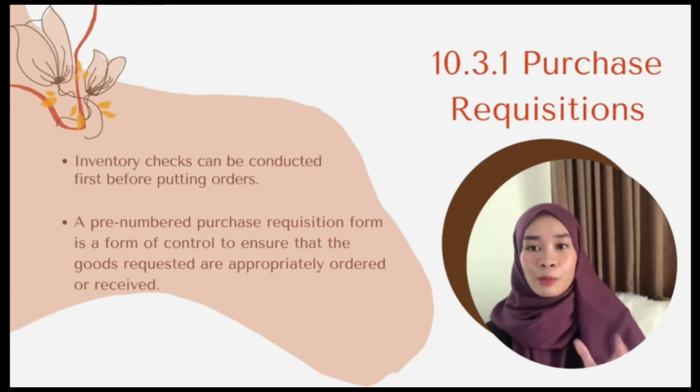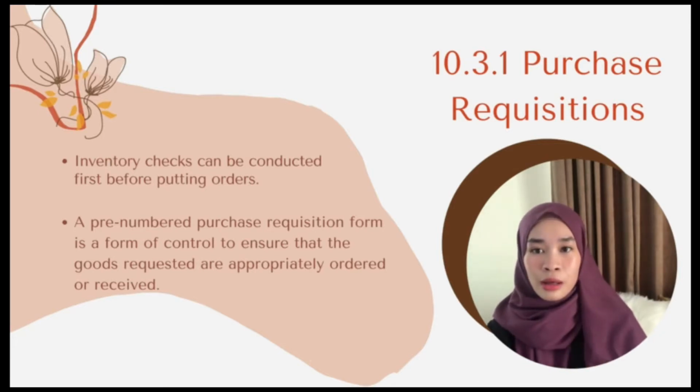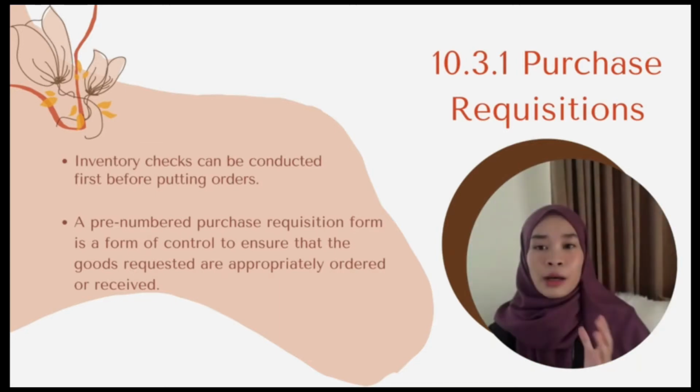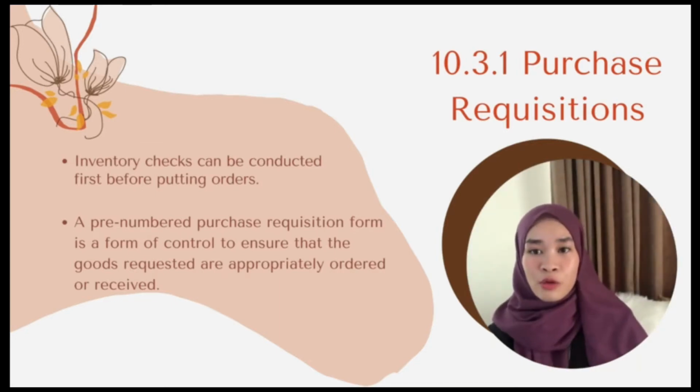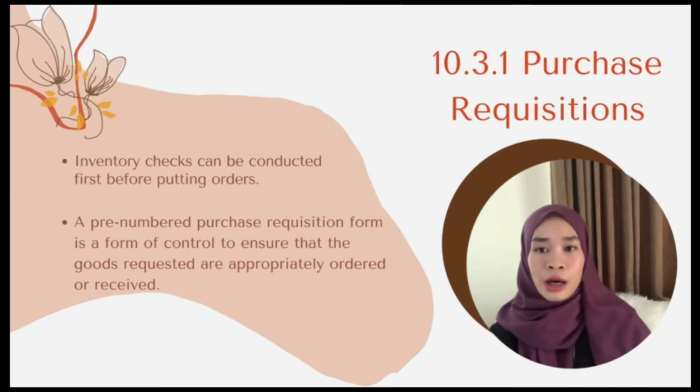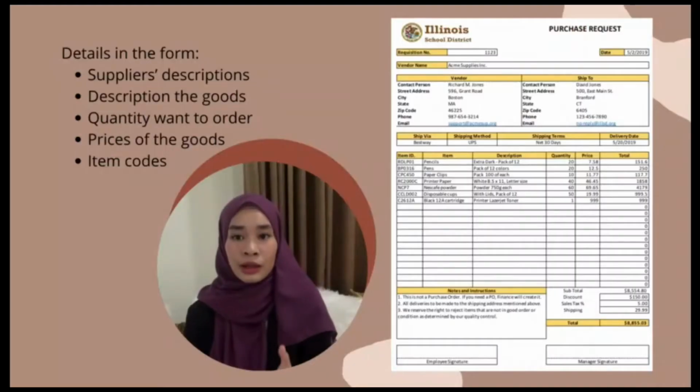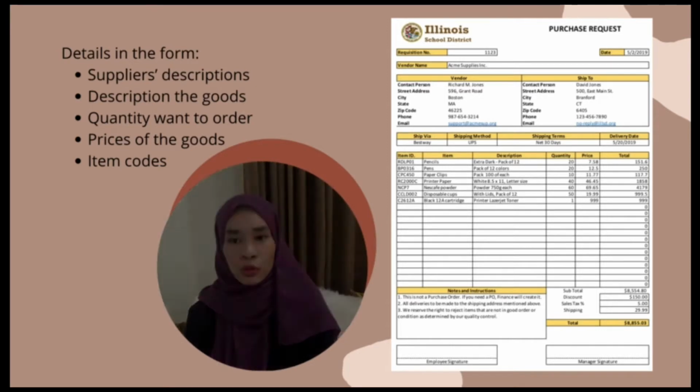They need to examine a proper approval of the document by the authorized entity before they put the orders to the supplier. A pre-numbered purchase requisition form is a form of control to ensure that the goods requested are appropriately ordered and received by the purchase department. Details that should be included in the purchase requisition form would be the supplier's description, the description of the goods, quantity that they want to order, prices of the goods, and item codes.